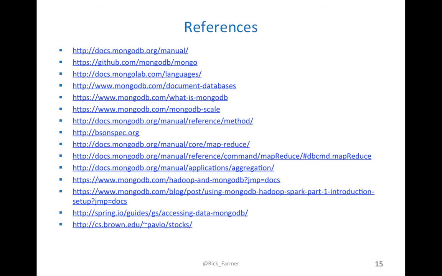As I mentioned previously, Mongo supports many languages. There is a list of languages available that you can look at and see what it supports from a connection standpoint. And some other details around Mongo at scale, what document databases are, something around the BSON spec, and then there's also some information around MapReduce and some other interesting things. Perhaps the most important is at the bottom, the CS Brown edu Pavlos stocks. That's where the data from NYSE was collected and used.